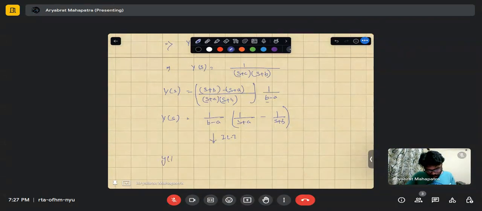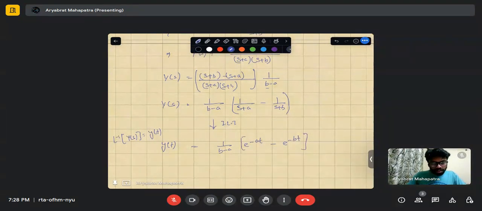When you take the inverse Laplace transform, you will get y of t. So 1 over b minus a, and when you take the inverse Laplace of 1 over s plus a, that will give you exponential of minus a t minus exponential of minus b t. So this is what the final result will be.